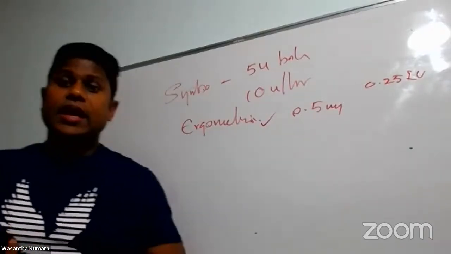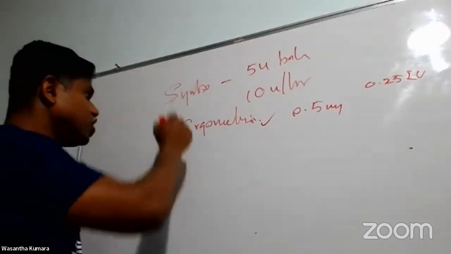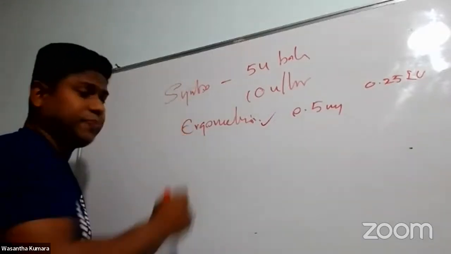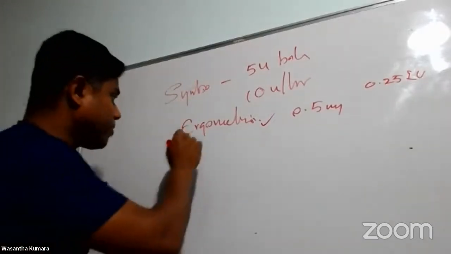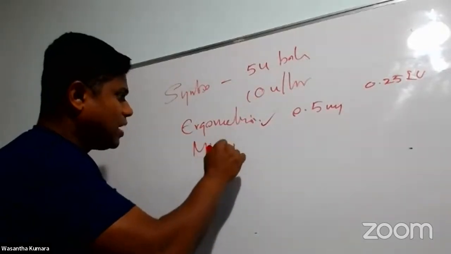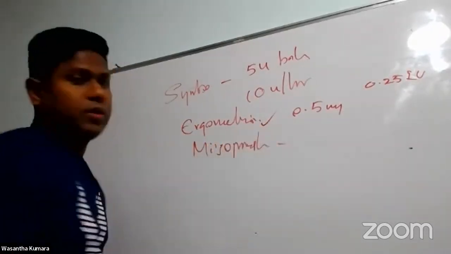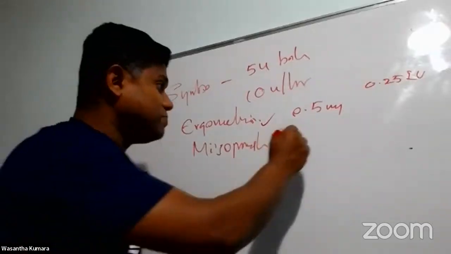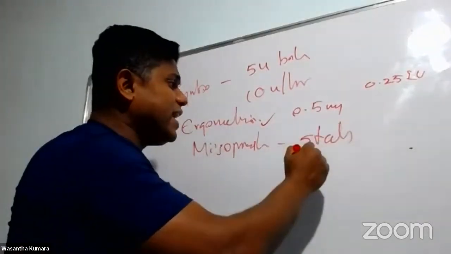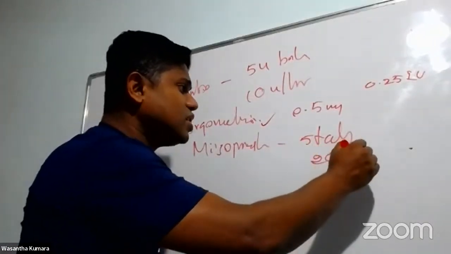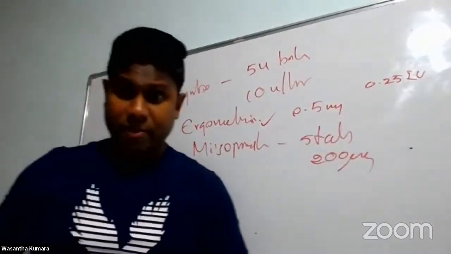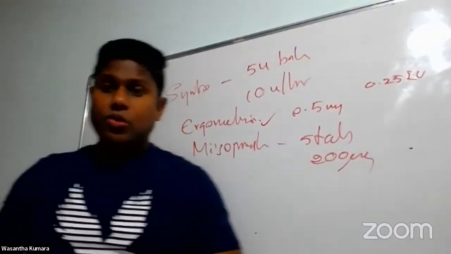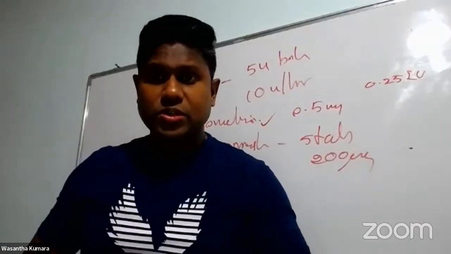Okay, right? And what else? Cytosinon, ergometrine, what else? Misoprostol. About 5 tablets. 1 tablet is 200 micrograms, so 5 tablets is 1 milligram. Which route do you use?